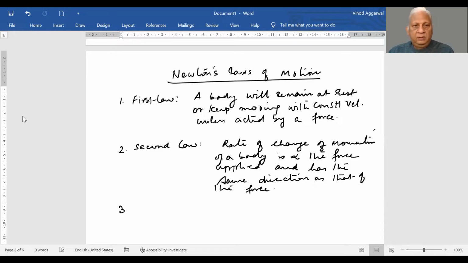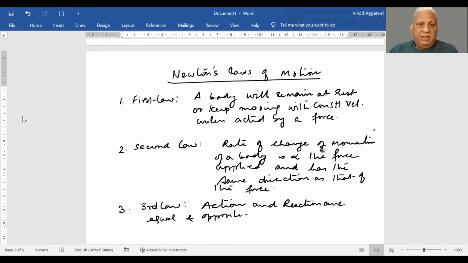Right? Third law says action and reaction are equal and opposite.